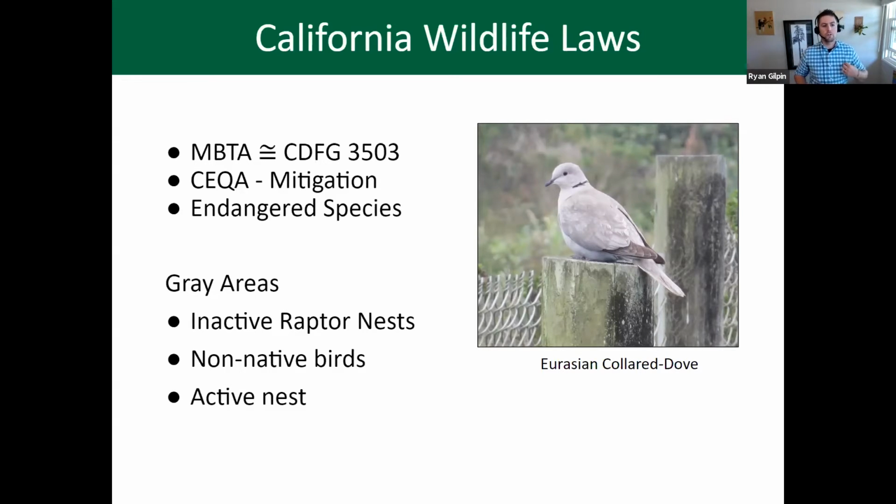The Migratory Bird Treaty Act and the California Fish and Game Code 3503 are pretty similar to one another. And so you'll hear a lot of discussion about the Migratory Bird Treaty Act and its interpretation and what's changing right now. We can largely ignore that in California because we have our own law and none of that is getting affected. So we're just going to operate in basically the same way, regardless of what's happening with the Migratory Bird Treaty Act.